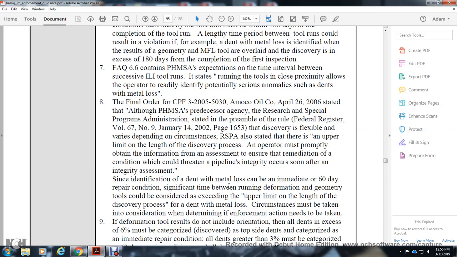Alright, your final order, CPF 2005-5030, AMCO, April 26, 2000. Although the PHMSA, as stated in the preamble, removed the discovery facts of the barrier, depending on the discovery and RSP, an operator must promptly, with the information assessment, ensure the remediation of the condition of the pipeline after the integrity assessment. Since the identification of the dent and metal loss that can be immediate repair conditions must be within 60 days, given the time of the tool run formation and temperature of the tool, consider the exceeding of the upper limit of the length of the discovery of the dent and metal loss. The circumstances must be taken into consideration in determining the action to be taken.